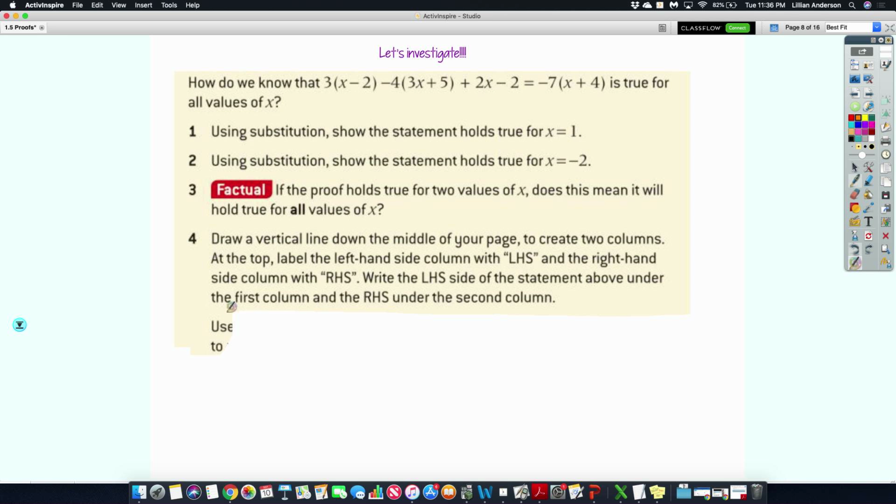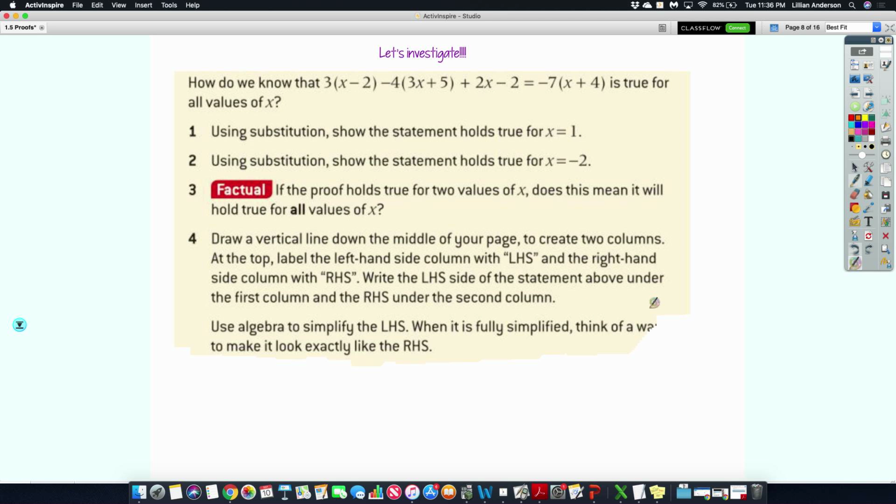Once you've done that, use algebra to simplify the left-hand side. When it's fully simplified, think of a way to make it look exactly like the right-hand side. So go ahead and pause the video and solve just the left-hand side so that it looks exactly like the right-hand side. Go ahead and pause the video and do that now. Hopefully you saw that indeed the left-hand side equals the right-hand side.